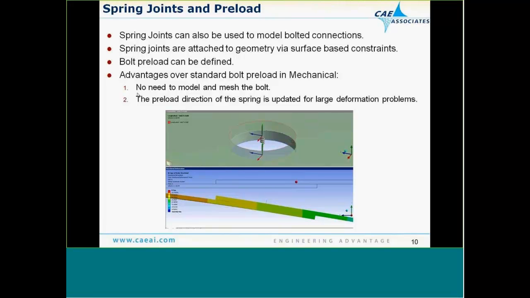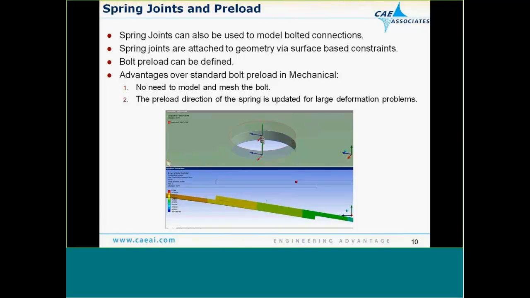preload. One of the nice things about the MPC representations, in this case the spring joint, is that the direction of that preload will be updated as the structure deforms. So this is a nice way to get around situations where you've got large deformation and you need to put that bolt load in there.